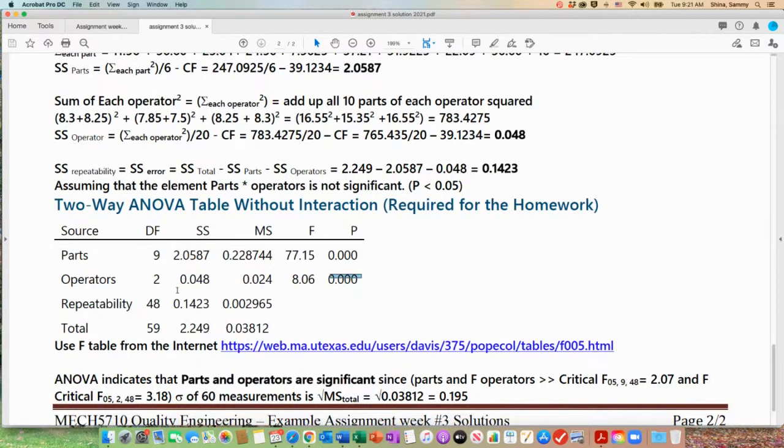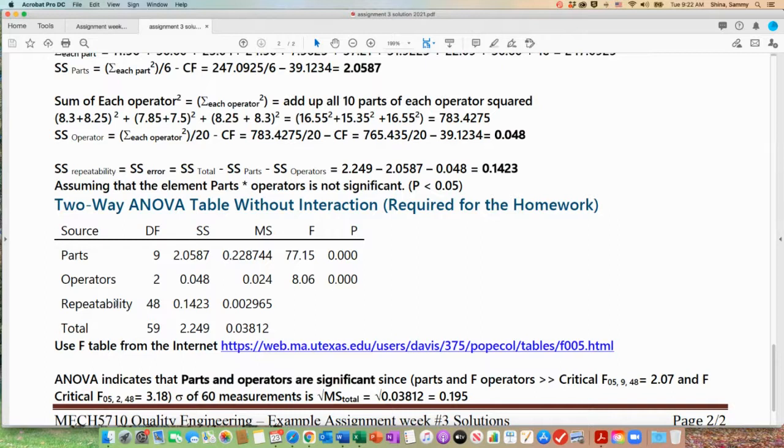So now we have a total of 59 measurements. That's 60 minus 1 degrees of freedom. 9 for the 10 parts, 10 minus 1. 2 for the operators. Repeatability is 48. These are extra measurements. In reality, all we would need is 10 parts measured by 3 operators, right? We'd need 30. But repeatability means these are all extra measurements to try to give us a sense of the variability of the system. So that's the way we do GR&R.